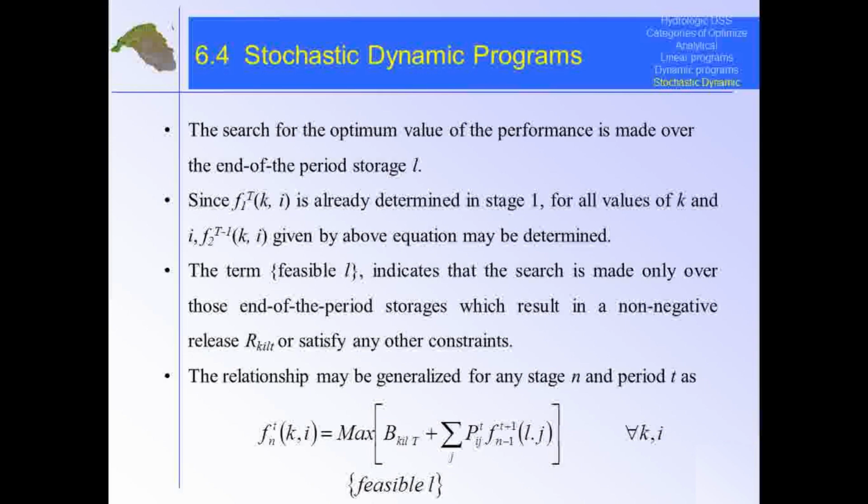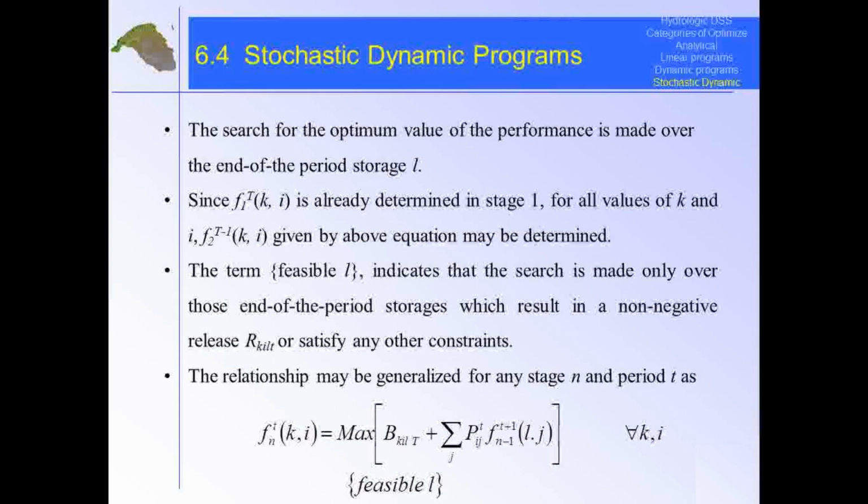That's the system performance. The system performance is dependent on the storage state at time t, the storage state at time t plus 1, and the inflow state at time t. B_kilt hence, plus the summation of P_ij. P_ij is the inflow transition probability matrix, for the inflow to change from state i to state j at period t, times the suboptimal cost or benefit at period t plus 1, the next period, and at stage n minus 1, the preceding stage. So this is also dependent on the storage state at time t plus 1 and the inflow state at time t plus 1, which is j.